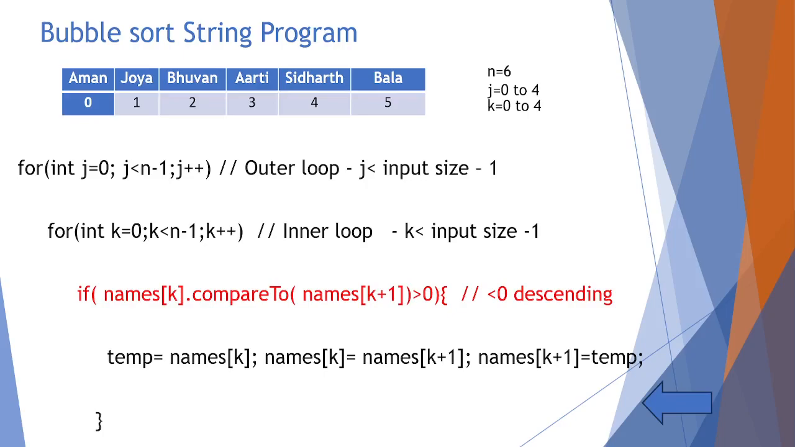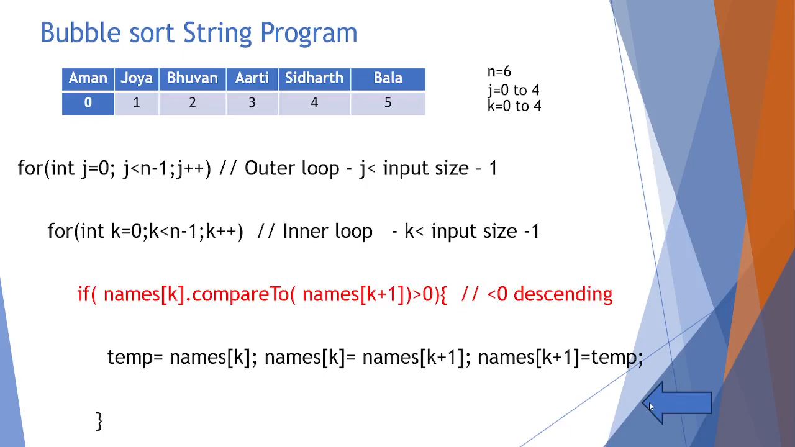swap adjacent elements. But compareTo can return an integer. It can be 0, less than 0, that is any negative number, or greater than 0, any positive number. Equal to 0 means the strings compared by the compareTo method are equal. Less than 0 means the first string is smaller in terms of Unicode, and greater than 0 means the first string is greater in terms of Unicode value.